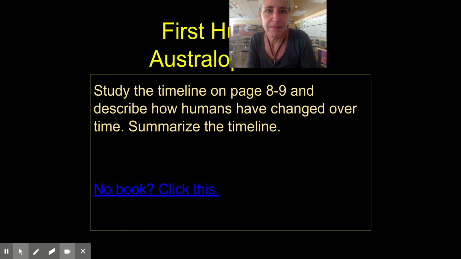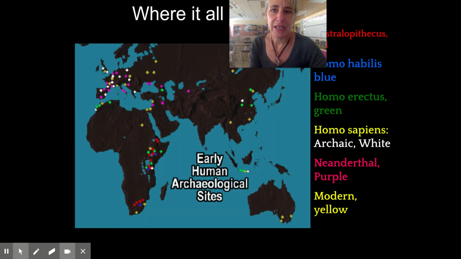But you can artistically render them. Obviously the skin doesn't last on fossils, so it's hard to see. This is again looking at a timeline. You're going to look at that a little bit more.